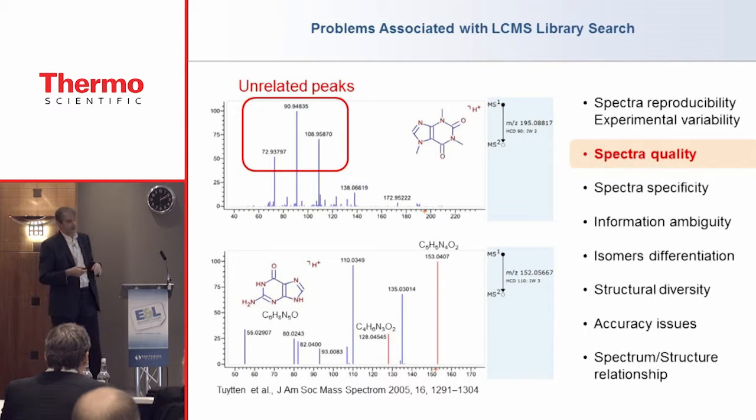Another problem is the spectral quality. In LC-MS, you have all kinds of impurities, adducts, coeluting peaks. It's not easy to get a clean spectrum, so we have to either filter the spectra or take other measures to clean up the spectrum. Because you can see those spectra will never be recognized as coming from the same compounds.